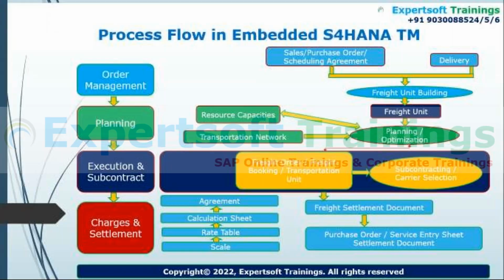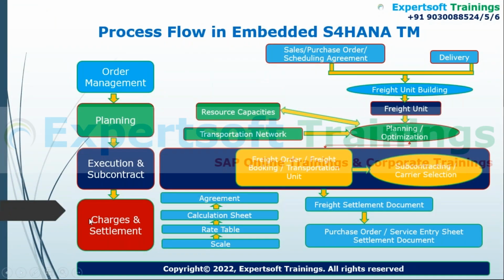So once this is done, the last part is the charges and the settlement process. So what is charge and settlement? No one will do any service free of charge, right? So the carrier, who is ultimately the executing partner, has to be paid for their services. Now, how much the carrier will be paid is determined based on the contractual agreement. There is an agreement which we need to create between the shipper and the carrier, because ultimately the shipper and the carrier have to agree on the amount I'm going to pay to the carrier, right?